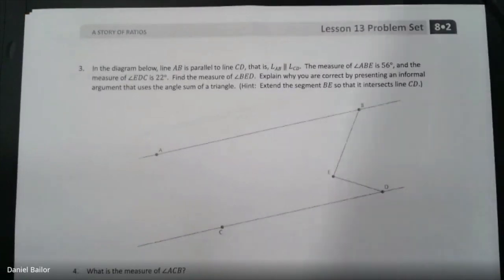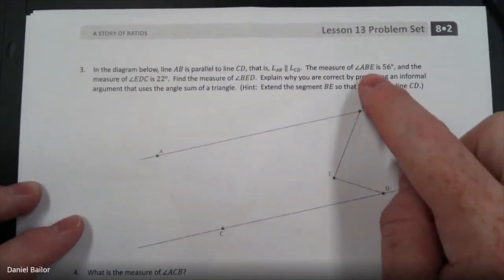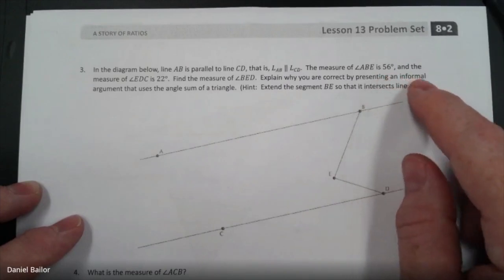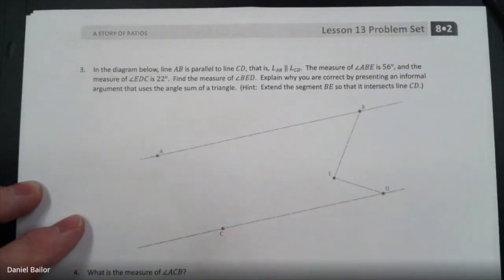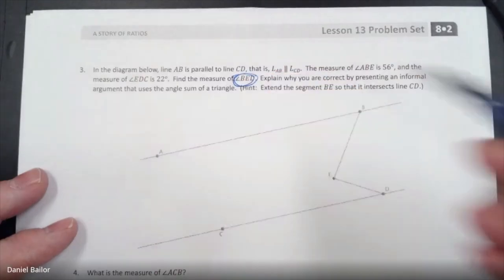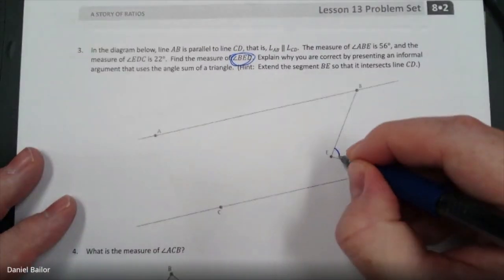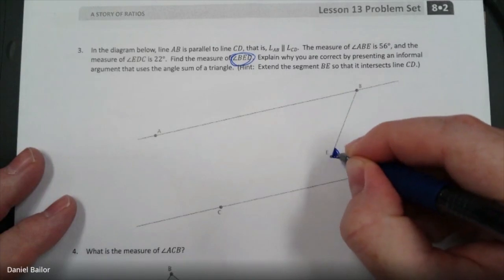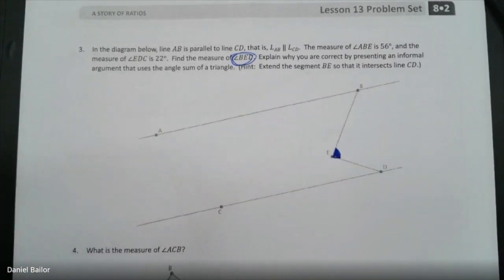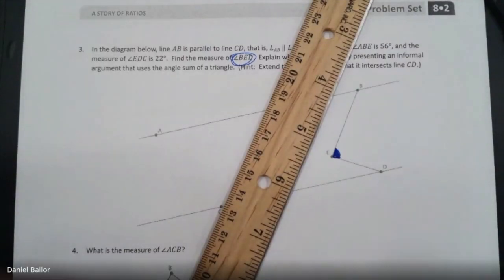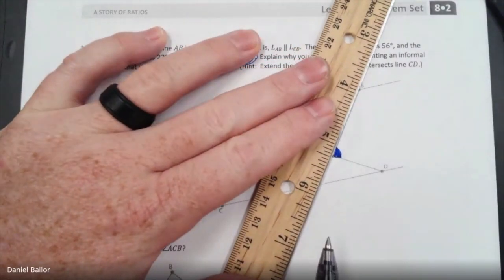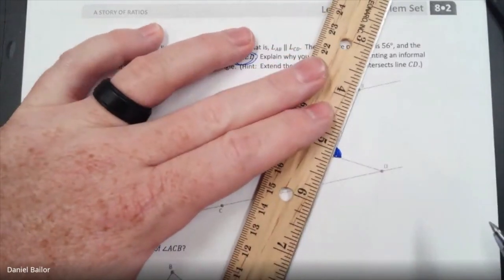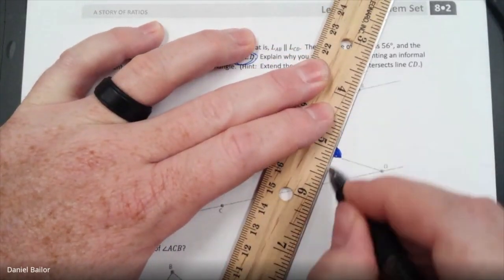Number 3 on the problem set is a lot like those. It says we have parallel lines. It gives you angle ABE, but you have to fill it in yourself. It gives you angle EDC, but you have to fill it in yourself. And then it wants you to find angle BED. So it wants you to find this angle right here, which I'm going to color blue. Now you might be saying, how do I find that angle? Well, the first thing you're going to do is finish the transversal. Like right here, BE, I'm going to stretch it out to make it a transversal.